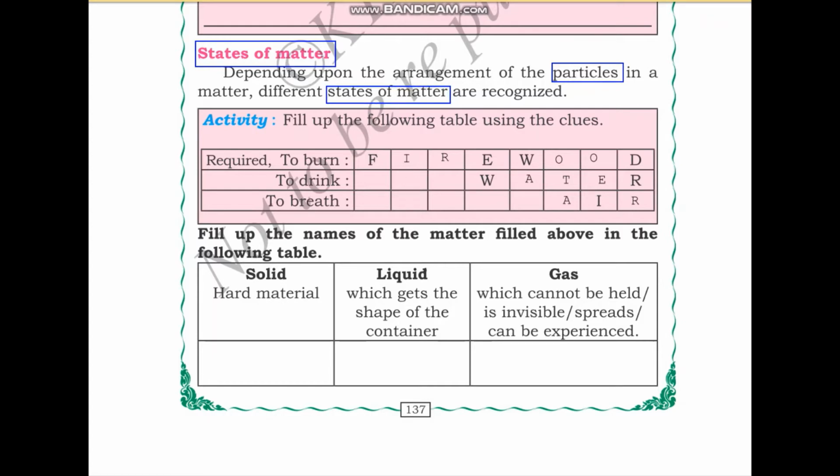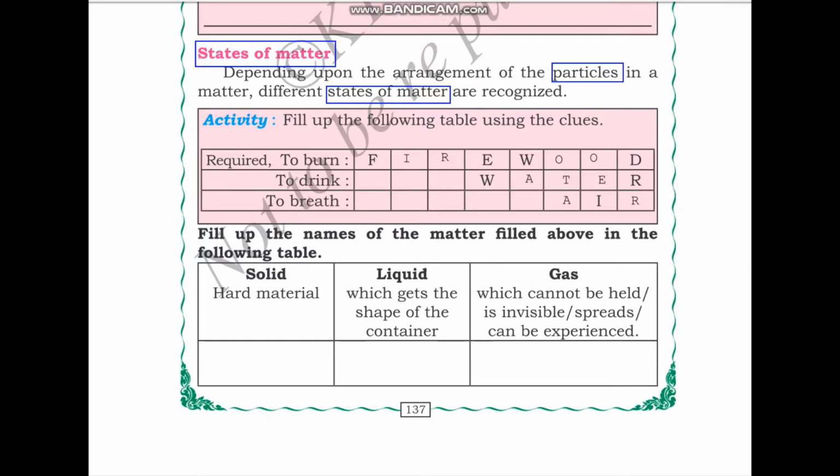The first activity is to fill up the following table using the clues. I have already filled in the first one for you. What is it that we need to burn? We can use firewood to burn. So firewood can be used for burning.